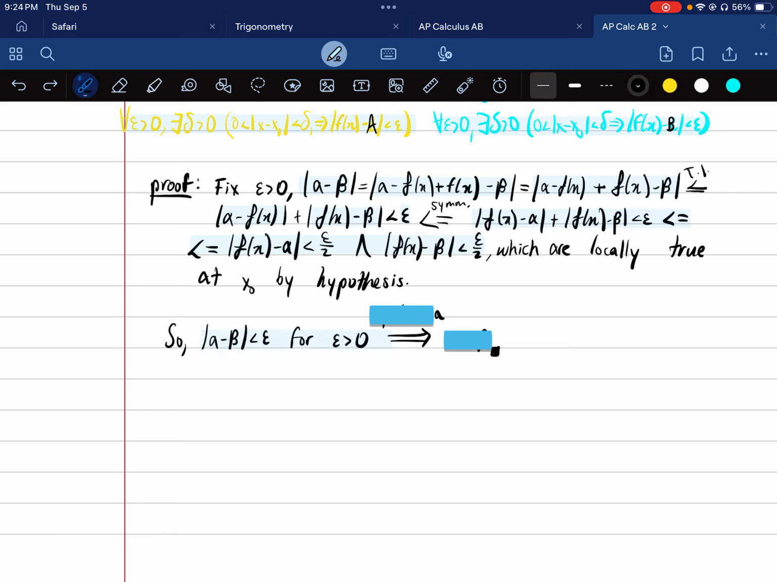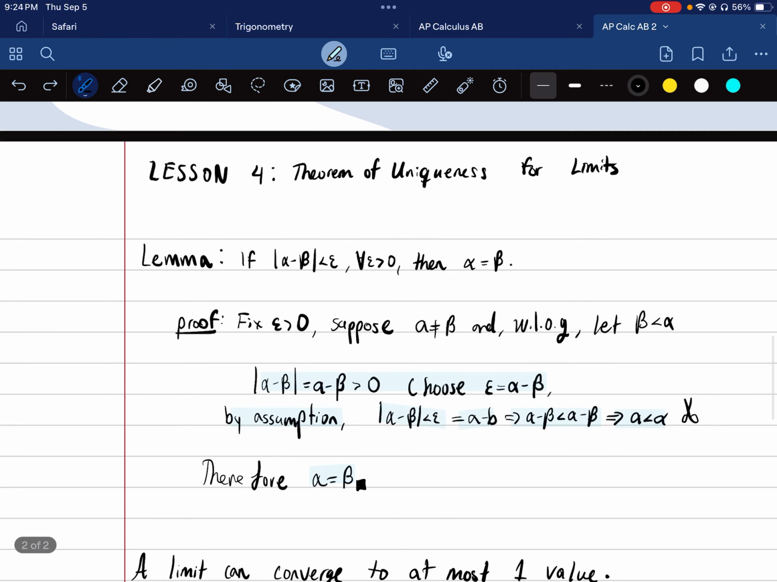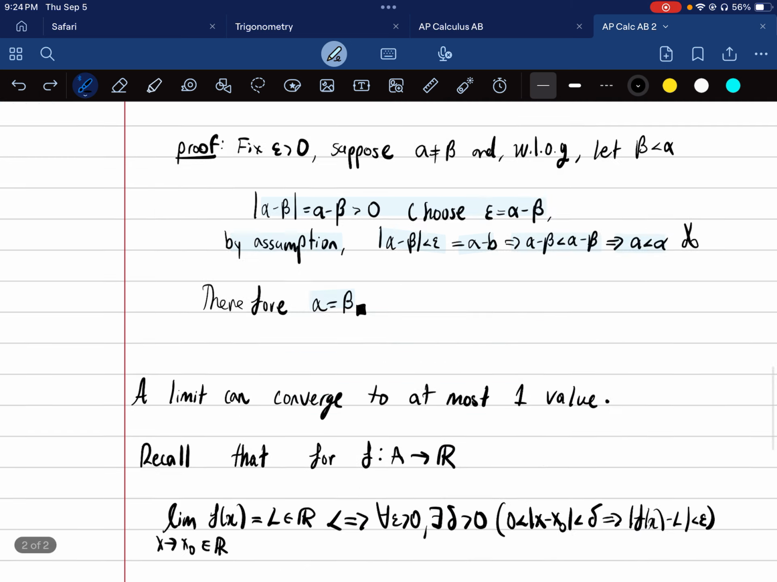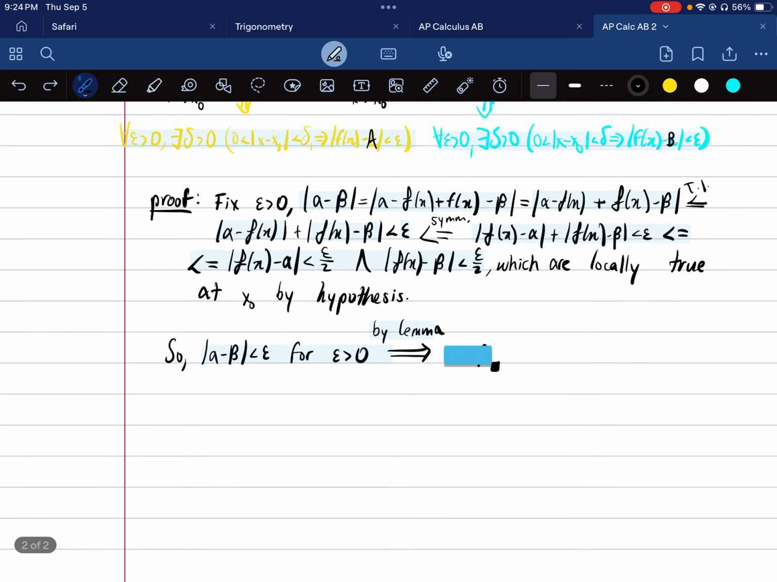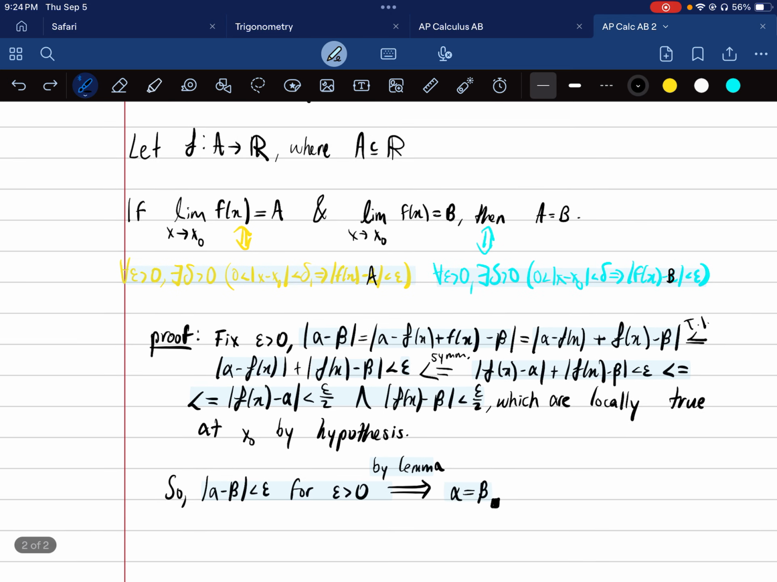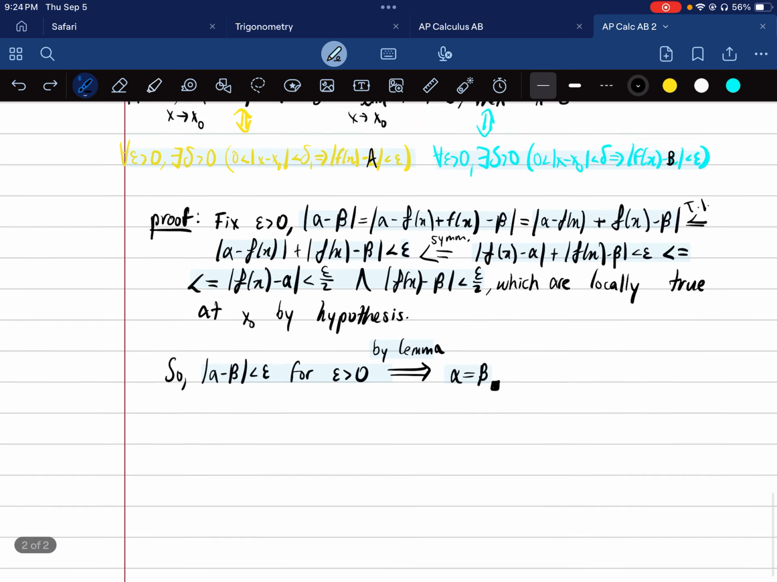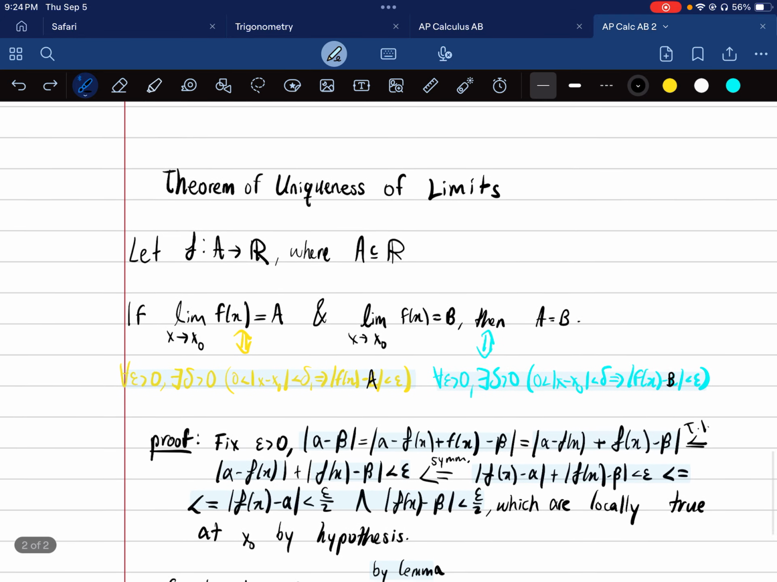essentially, that the absolute value of a minus b is less than epsilon for any epsilon greater than 0. And by the lemma we proved up here, which says that if the distance between a and b is less than any positive real number, then a has to be equal to b. And we have finished our proof. We have proven that if the limit as x goes to x naught of f of x is equal to a, and the limit as x goes to x naught of f of x is equal to b, then a equals b. And that's the theorem of uniqueness for limits.